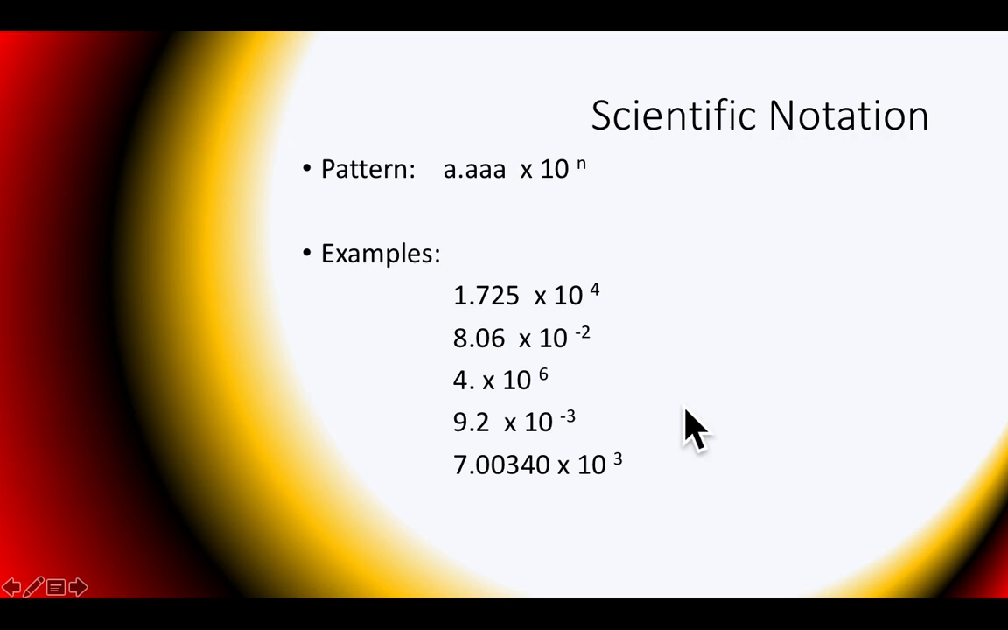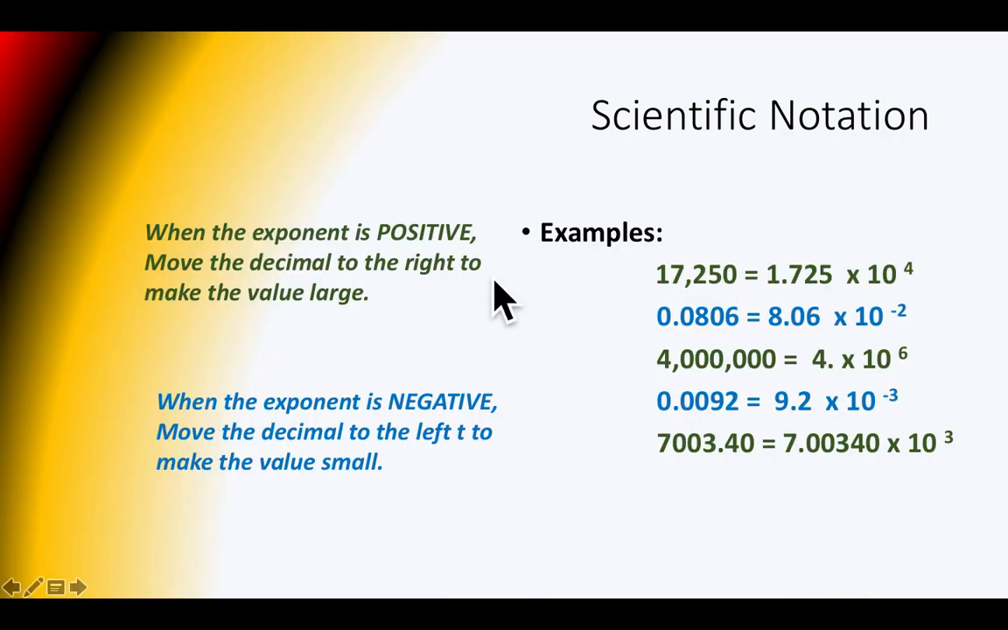This is a quick review. I think you know how to do this. When the exponent is positive, that means we're going to move the decimal, and we have a base 10. When we have 10 raised to a power, and that power is positive, then that means we move the decimal point to the right to make the value larger. So in this case, we move the decimal point to the right 4 places to make this value larger.